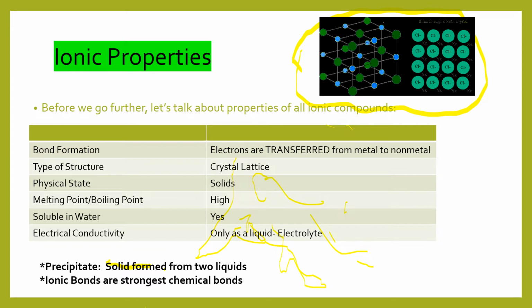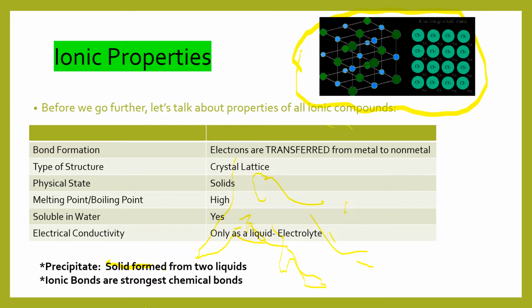Melting point and boiling point are high. It is hard, again, to break down these bonds. So it's hard to melt them or to boil them. So you've got to have a very high temperature to separate those. Soluble in water, yes, they will dissolve in water. An ionically bonded compound will dissolve in water. Think of salt. Salt is an ionic compound. If you put salt in water, it will dissolve, okay?